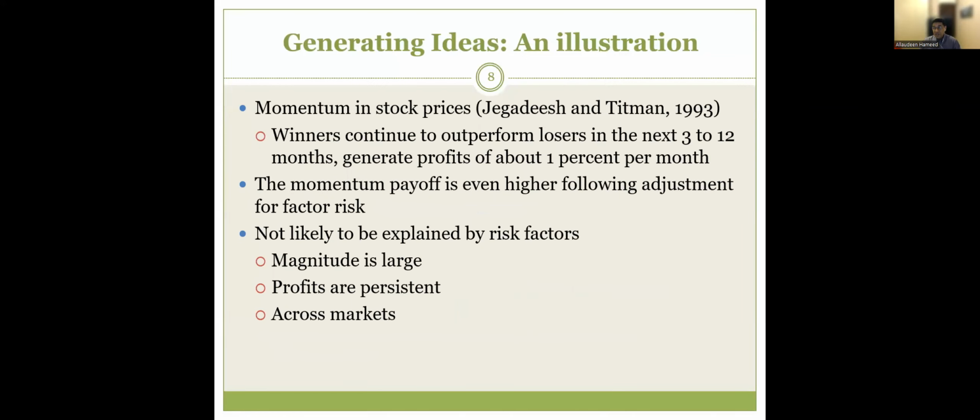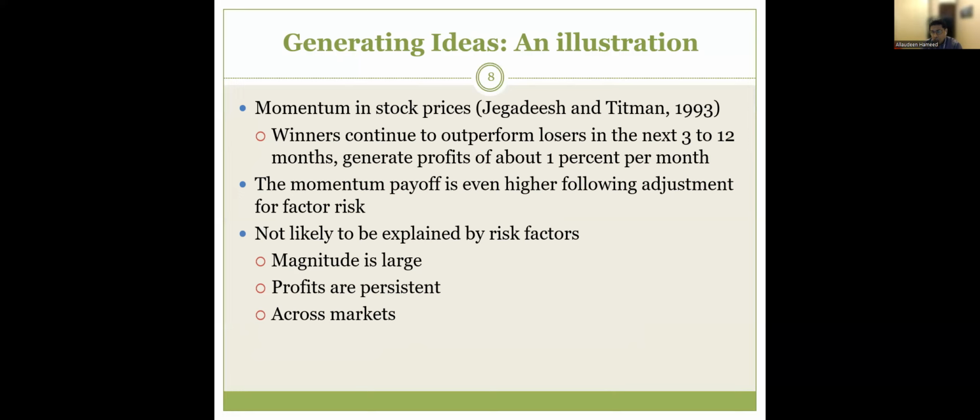So here I'm going to illustrate my experience on writing papers, and I'm going to talk about one paper or one topic. And this is a topic that everybody is familiar with. It's on momentum in stock prices, Jegadeesh and Titman, 93. The basic idea is stocks that have performed well in the past 3 to 12 months continue to perform well in the next 1 month or 1 to 12 months. And similarly, stocks that have underperformed continue to underperform in the future.